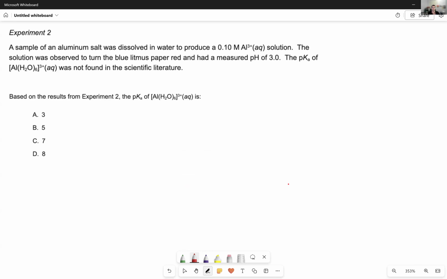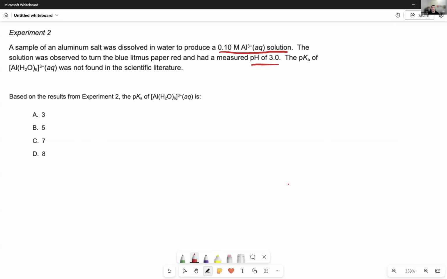So on the MCAT, they can throw lots of stuff at you. It can be very confusing. And so the first thing that I like to do in terms of problem solving strategy is let's just take stock of what we even have. So one of the values they give us is this 0.1 molar aluminum aqueous solution. And another thing they give us is this pH value. They give us a value of 3. Aside from that, they just say that the solution was observed to turn the blue litmus paper red. That's really just to indicate that it is actually working as an acid. There's some acidic activity present.